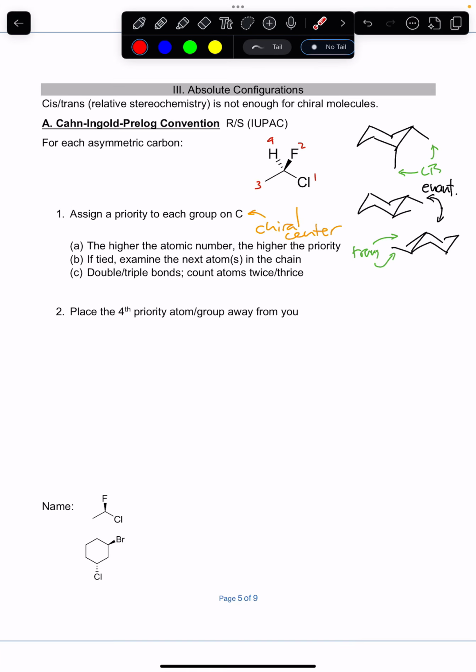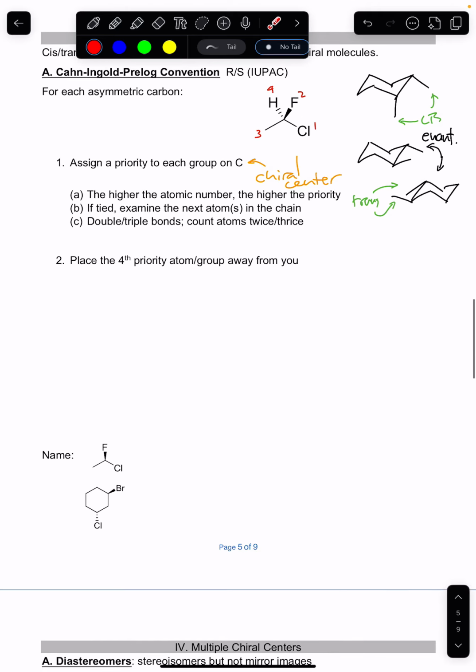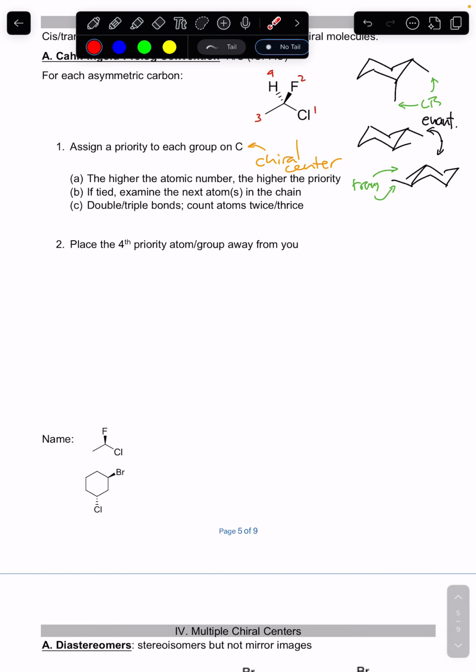That's just a Latin thing, but that's how you assign it. So the second step, you have to put the fourth group away from you. The most foolproof way to do this is to build a molecular model and then rotate it around so that the lowest group is pointing away from you. And then if the assignment would be R, that's actually from the word rectus in Latin, which means right.